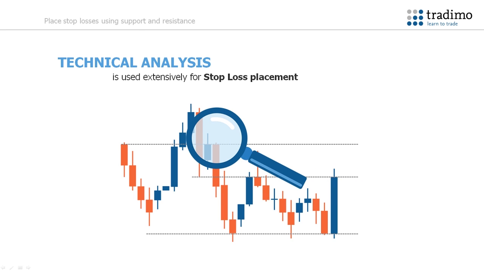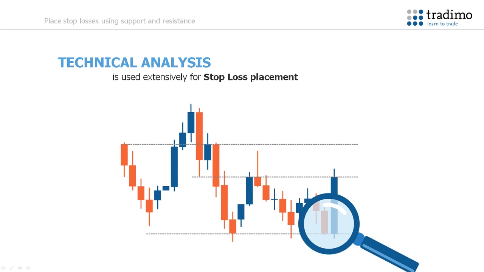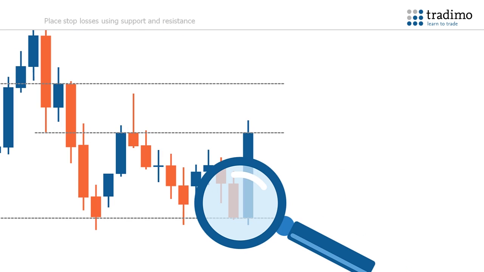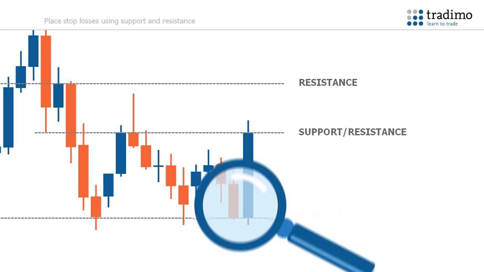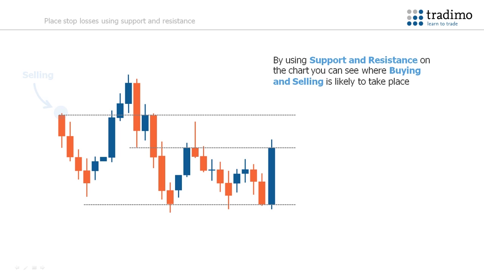Stop losses are an essential tool for protecting your trading account. Technical analysis is used extensively for accurate stop loss placement, and we'll explore a number of ways in which technical analysis can be used to place a stop loss. One of the most common methods is the use of support and resistance. Support and resistance can show where buying and selling has previously taken place, and can therefore show where buying and selling is likely to take place in the future.